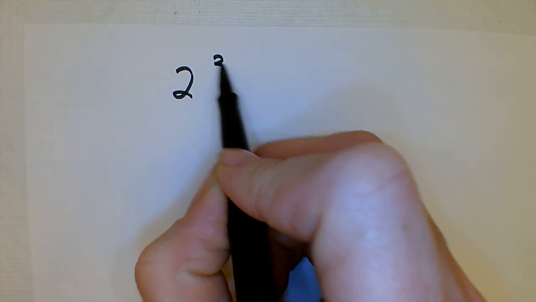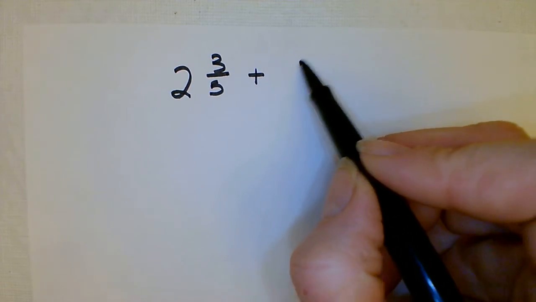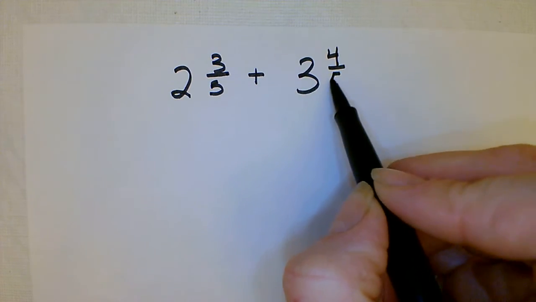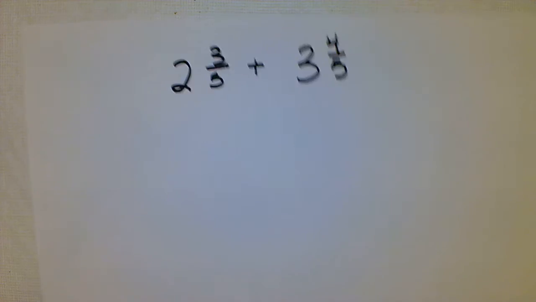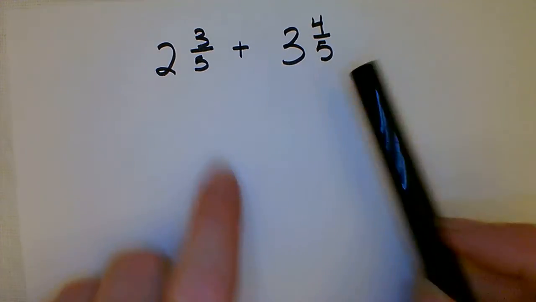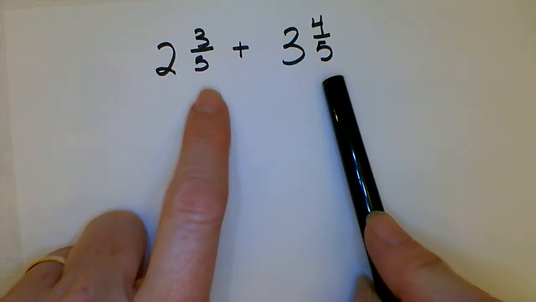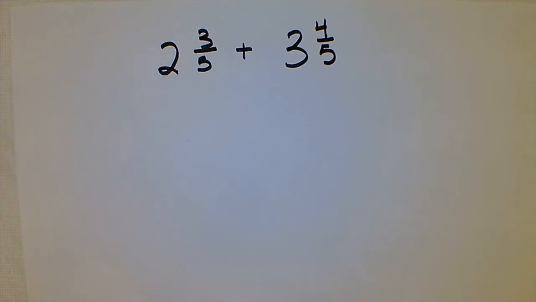So let's do 2 and 3/5 plus 3 4/5. So in this case, my units are going to be my ones again. And this time I'm going to have fifths. So let's do it the horizontal way first.